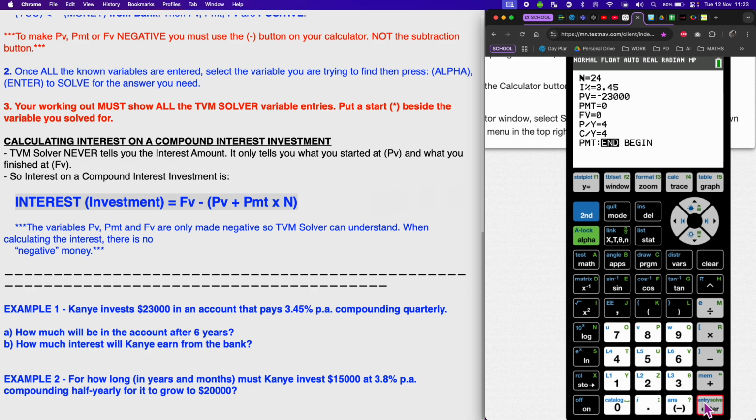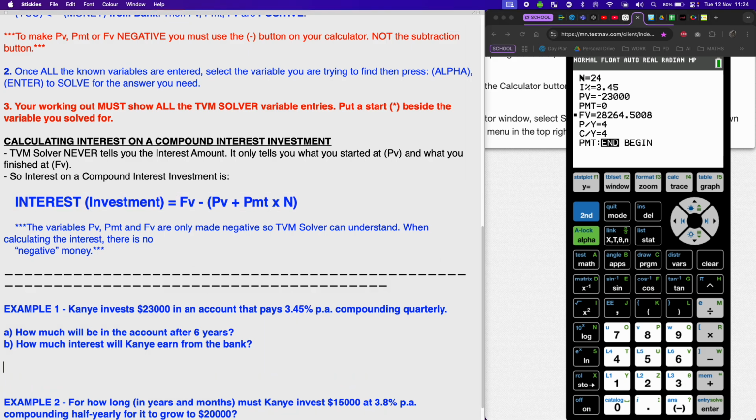So I have everything that I want. Have I said that this is going to go for 6 years? Yes, 24 periods, 4 periods a year, 6 years. Have I told it the interest rate? Have I said how much Kanye is putting in to start off with? Why is PMT 0? Because Kanye is not making any regular payments. He's just chucking a chunk of money in and leaving it alone. Have I told it how often it's compounding? 4 and 4. So the last thing I do, highlight the thing that I want to find. And do you remember what I press to get it to solve? Alpha, enter.